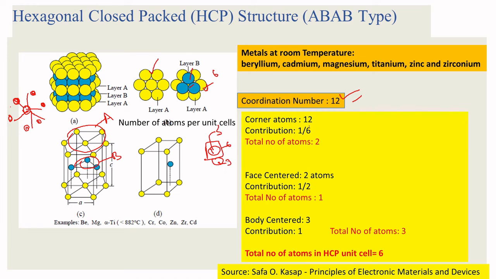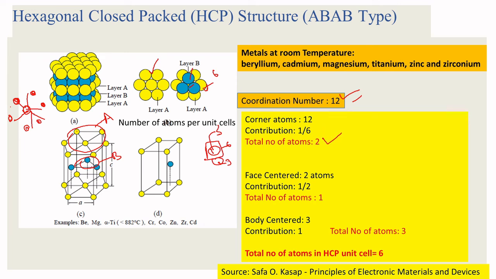And the number of atoms in the HCP unit cell is 6. First let me take the corner atoms. You can see the corner atoms: 1, 2, 3, 4, 5, 6, 7, 8, 9, 10, 11, 12. Each will contribute 1/6, so 12 into 1/6 will be 2.